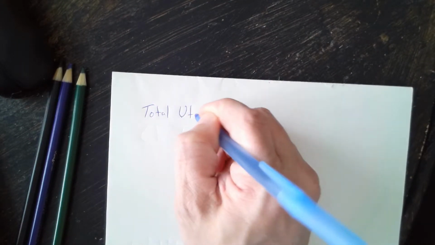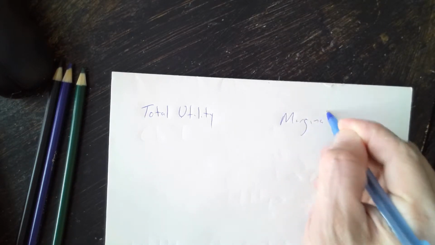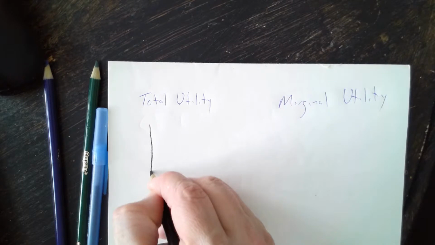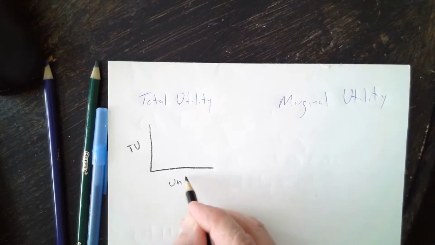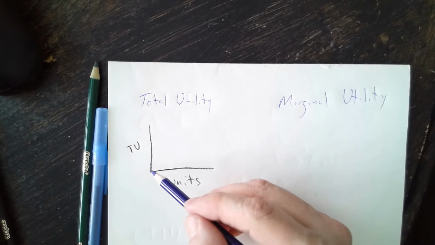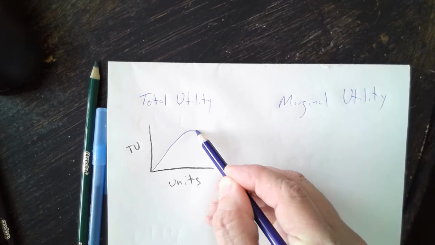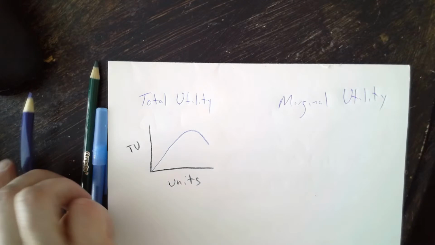So, when we look at utility, we have to visualize it. There are two types of utility: total utility, and then marginal utility. So let's graph it out. You have total utility on this axis, and you have the units that you purchase on this axis. Now the total utility curve will be going up, up, up, and eventually it'll tail off, even to the point that it goes back down.